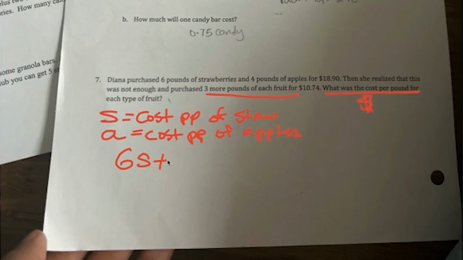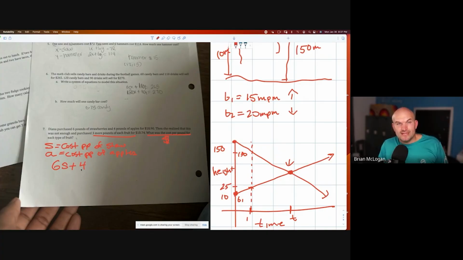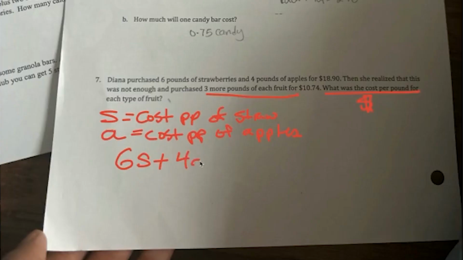And then plus, now we got to do apples. We have 4 pounds of apples. Now, do we know how much apples are? No idea. If it was $2 per pound, we'd multiply 4 times 2. If it was $5 per pound, we'd multiply 4 times 5. We just don't know the cost, so we're going to leave it blank as A. And again, that total cost is going to be $18.90.